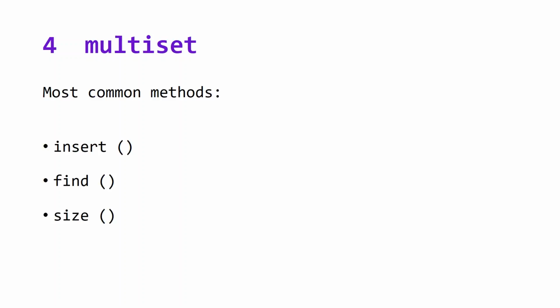Our fourth data structure is multiset. Multiset is similar to set, except that it can have duplicate values in the set. Its 3 most common methods are insert, find, and size, and similar to set, the complexity of these methods are log n for the first 2 and constant for size.